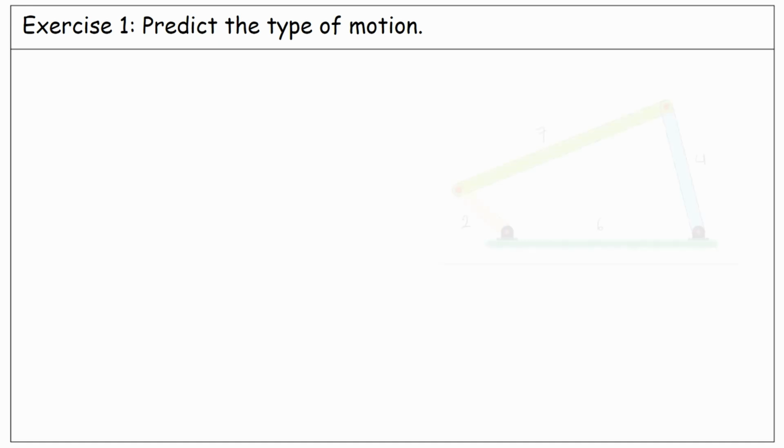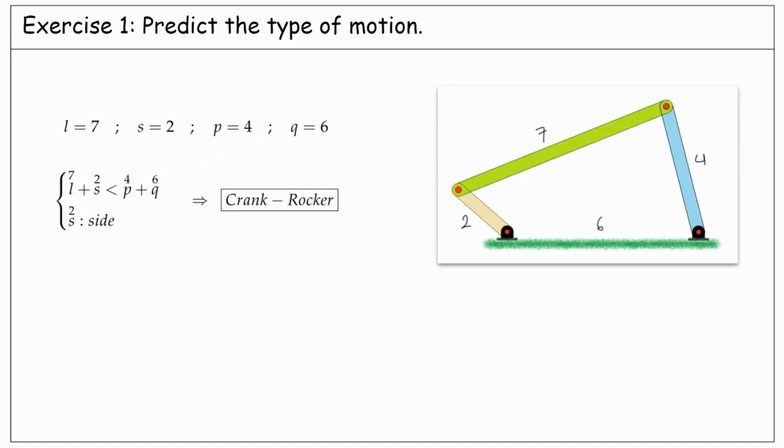Here are my solutions. In exercise number 1, we want to predict the type of motion. The longest link is 7, the shortest is 2, and the two others are 4 and 6. L plus S is 9 and P plus Q is 10. So L plus S is less than P plus Q, and the shortest is a side link, which is the driver in this case. Therefore, we expect a crank-rocker motion.